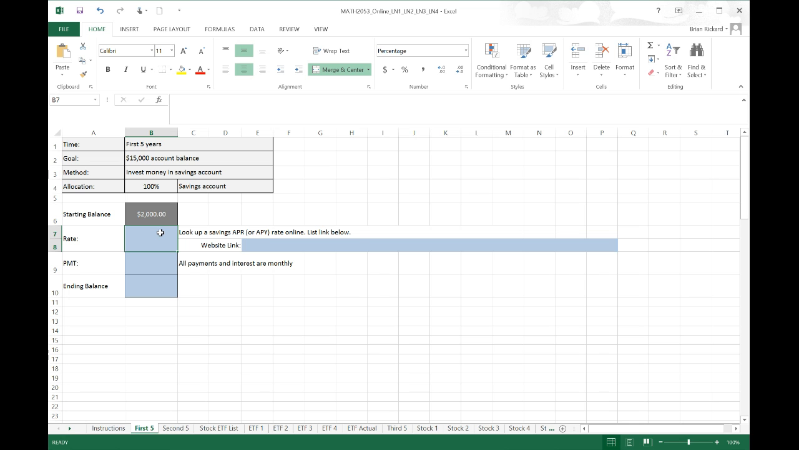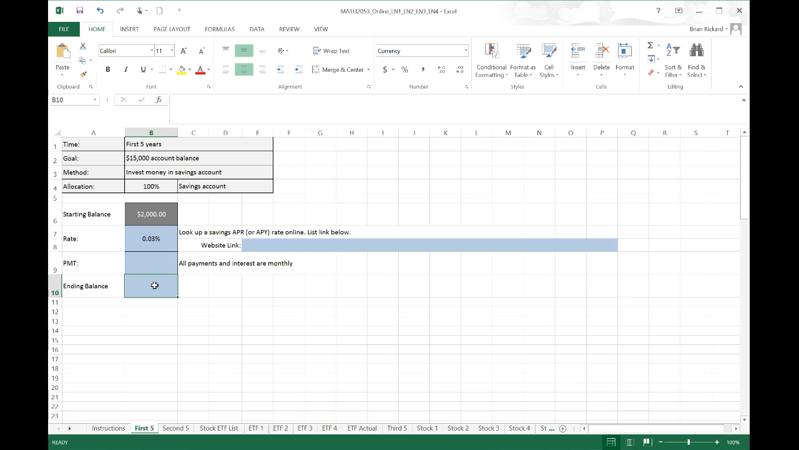Do be careful when you type in the rate because Excel will change that to a percentage. So if your rate is 0.03% and you typed in 0.03, then Excel would see that as 3% rather than 0.03%. You'd need to type in 0.0003 to get 0.03%. Then you want to figure out what your payment needs to be to get to the ending balance.